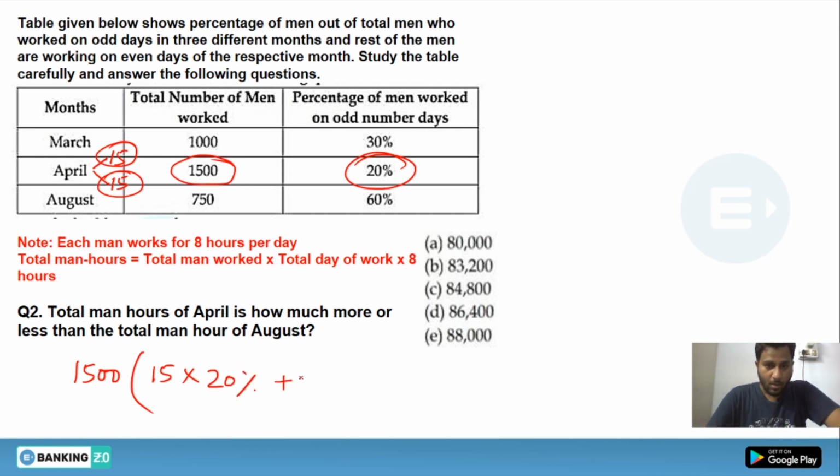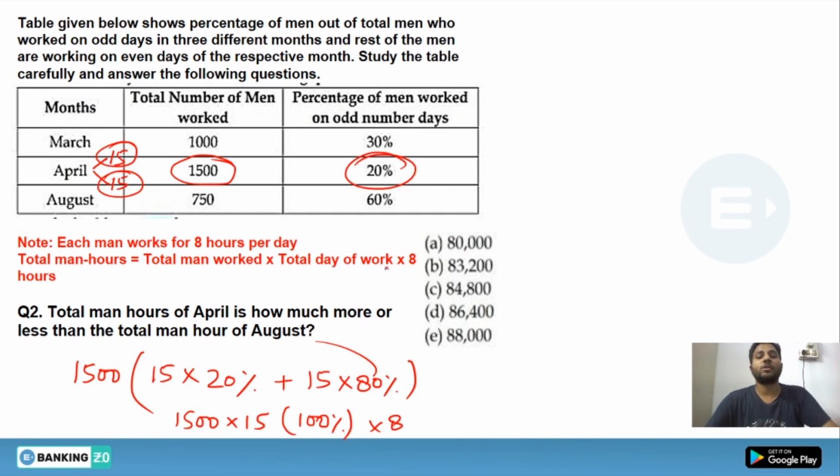And for the even number of days, 80% workers will be available. So we have got clearly that 15 is the common part, while 100% will become the sum of these two, and the common part for total man hours would be 8 hours, because in both conditions each man works 8 hours a day. So it will become a common part. That means 1500 into 8 into 15.